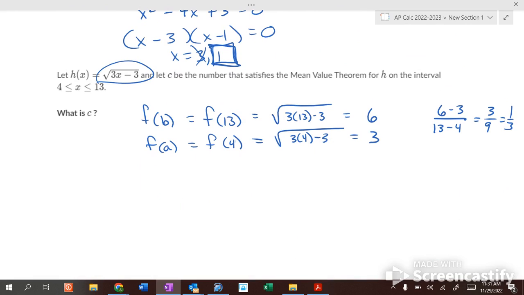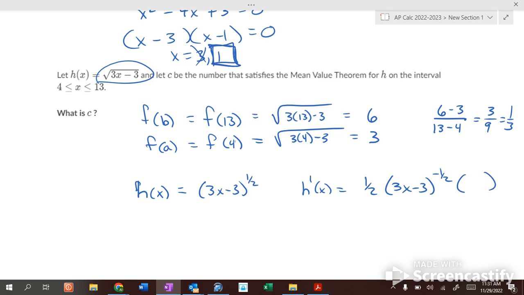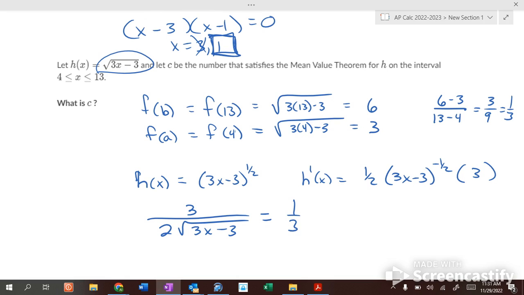So what's the first derivative of this bad boy? Well, h of x, and I've been putting f of x, but h of x equals 3x minus 3 to the 1/2 power. So the first derivative is 1/2 times this to the negative 1/2 times 3. Okay? So it's 3 over 2 square root of 3x minus 3 equals what we got on the first part, 1/3. Now how do we solve that?